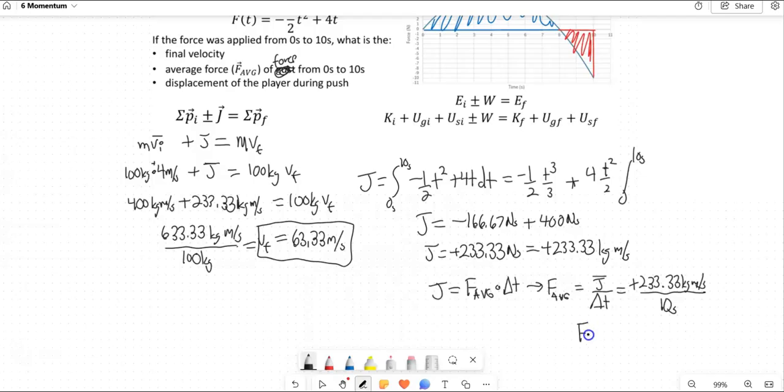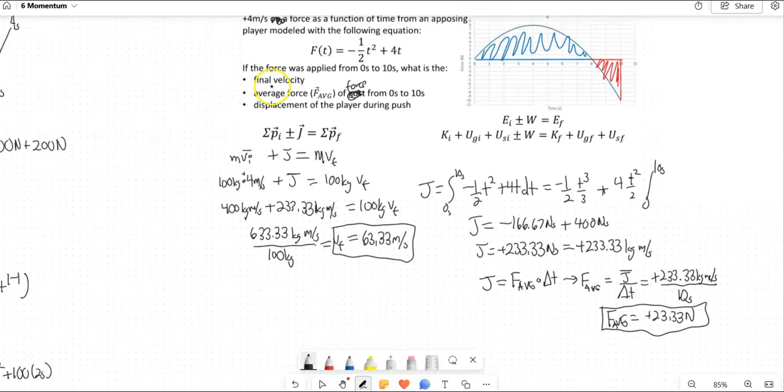So the average force is going to work out to be positive 23.33 newtons. Okay? So that's the average force.